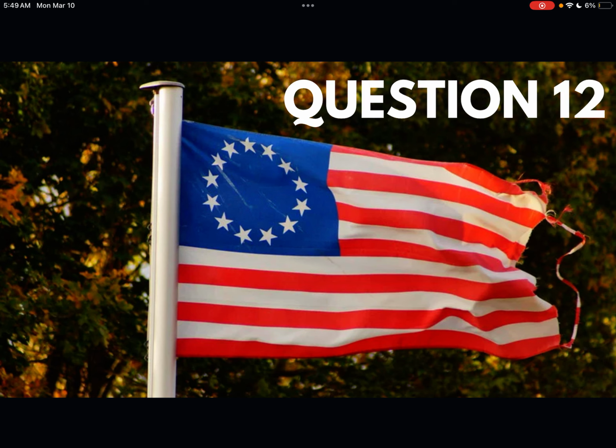Question 12. Which political party was led by John Adams and believed in a strong federal government and loose interpretation of the Constitution? Was it A, the Whigs, B, the Democratic Republicans, or C, the Federalists?